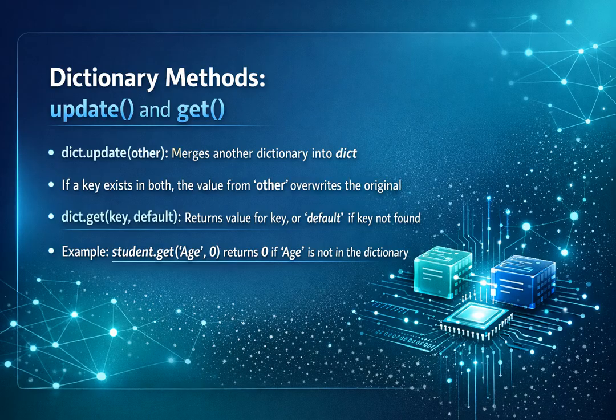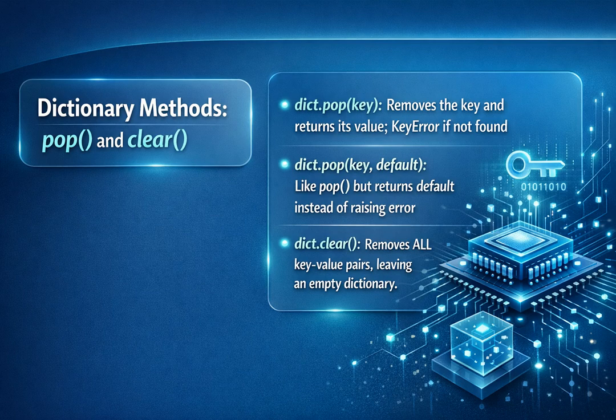The update method merges another dictionary into the current one. If a key exists in both dictionaries, the value from the other dictionary overwrites the original. The get method with a default value is the safe alternative to direct key access when you are not sure if a key exists. The pop method removes a key and returns its value.